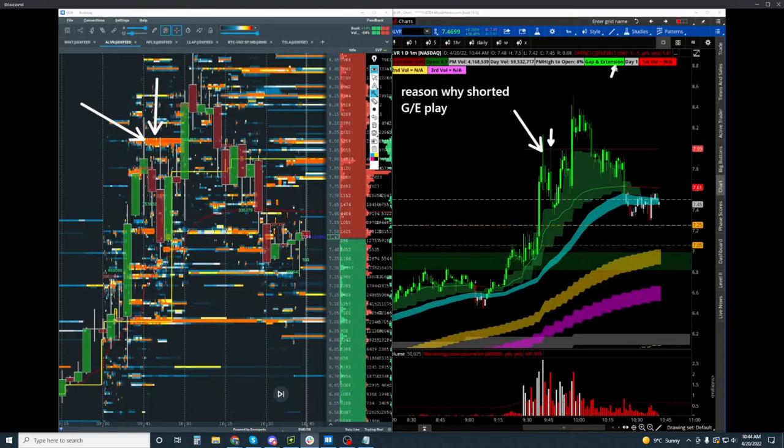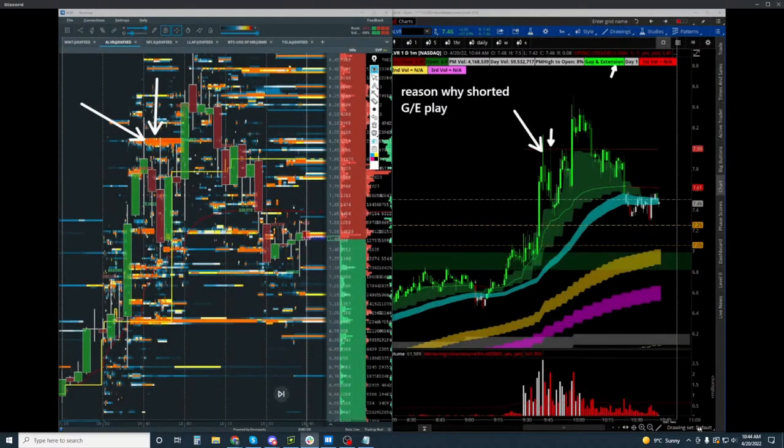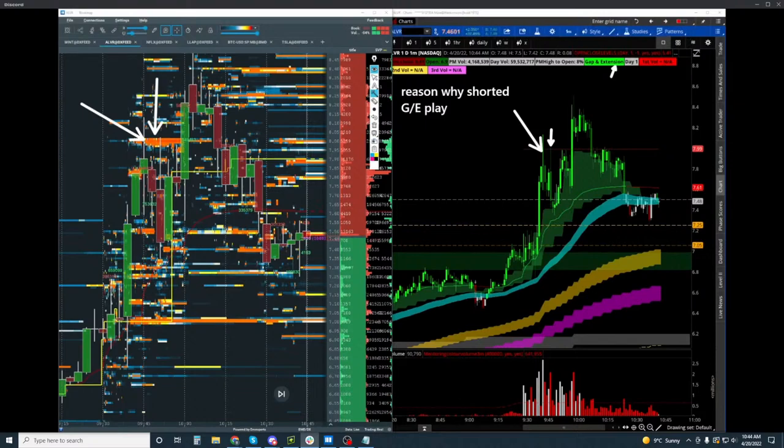Gap and extension play. So it's a really systematic approach. Let me share over here in the Bookmap Discord room. This, and this traders is a low risk setup, gap and extension.